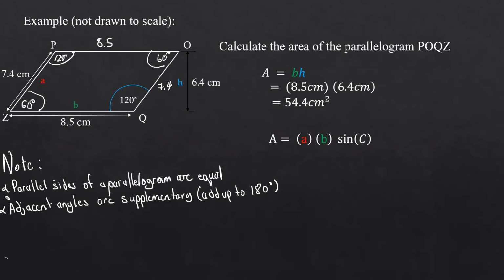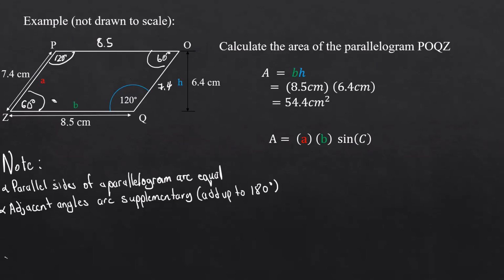So just remember these two features about our parallelogram. Not just the sides are parallel, but parallel sides are equal, and the adjacent angles add up to 180. Right? So this angle Z and angle Q will add up to 180. So just minus one of the angles from 180, and you will get the adjacent angle.